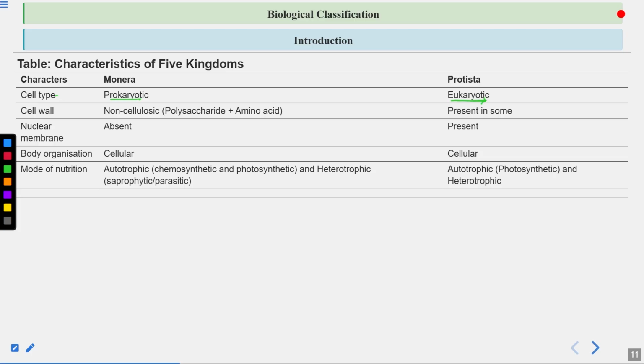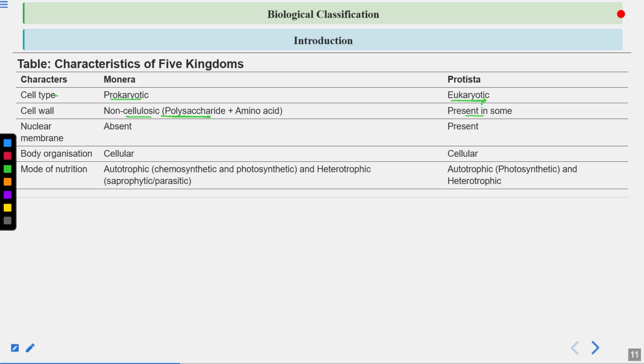Eukaryotic cells have a true nucleus. They have membrane-bound cell organelles. Then cell wall, in Monera, it is non-cellulosic. Basically, Monera consists of bacteria. And in true bacteria, the cell wall is made up of peptidoglycan. Remember this. You can write. In bacteria, the cell wall consists of peptidoglycan. Okay, we are talking about the true bacteria.